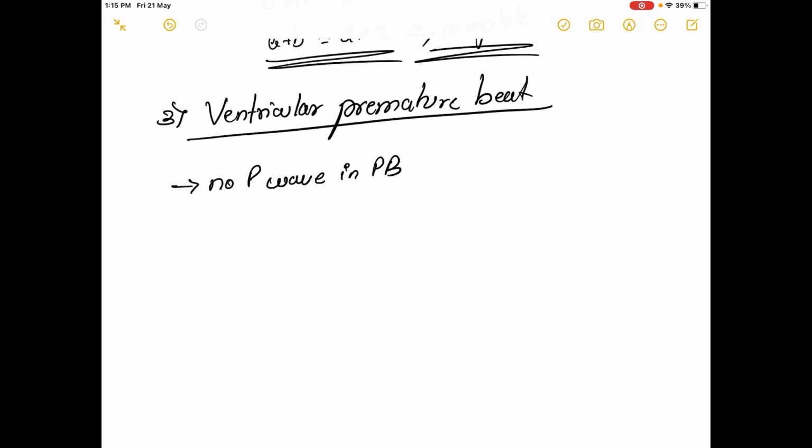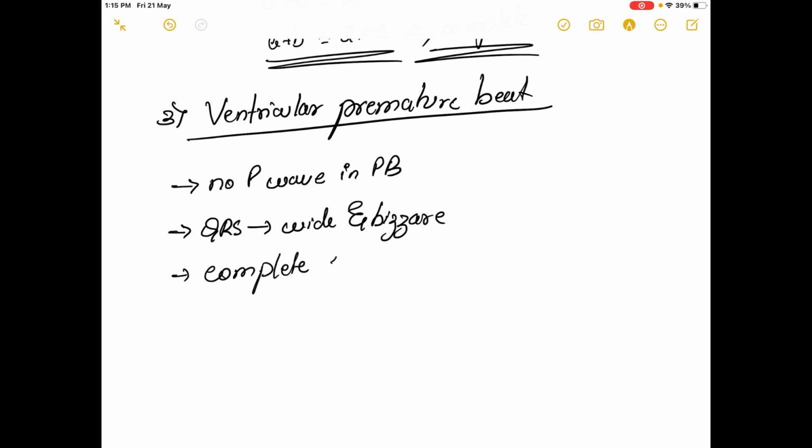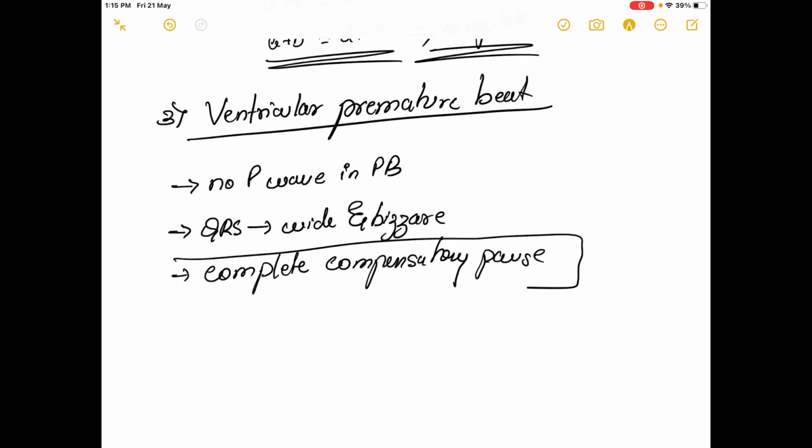And the QRS complex is wide and bizarre. Then there is a complete compensatory pause. Again, this is not an essential criterion. So in a ventricular premature beat, there is no P wave, the QRS complex is wide and bizarre, and there is a complete compensatory pause.